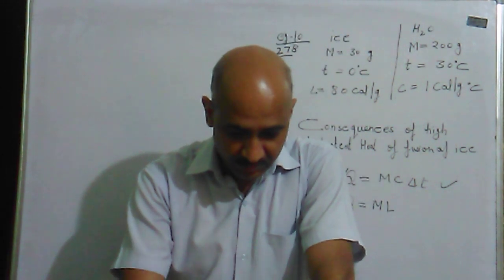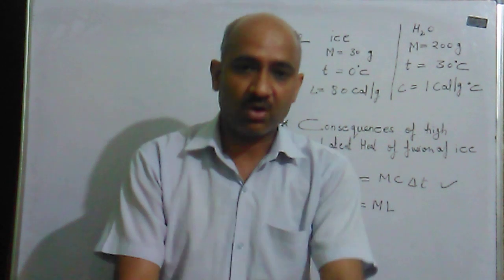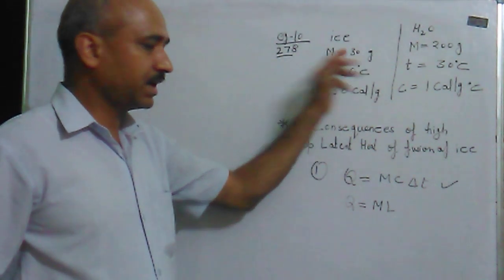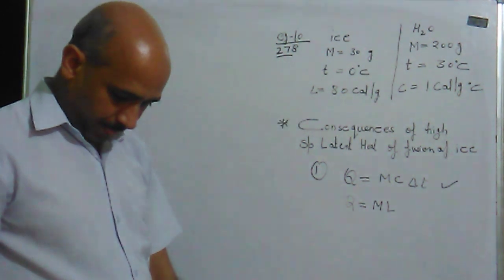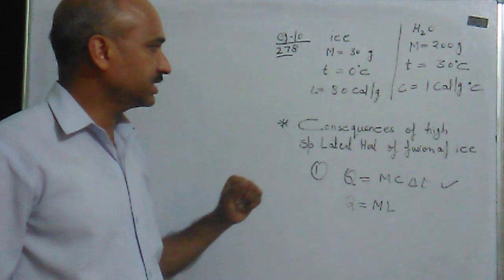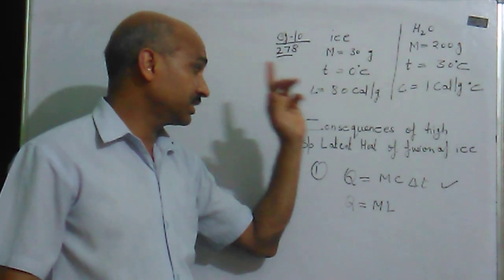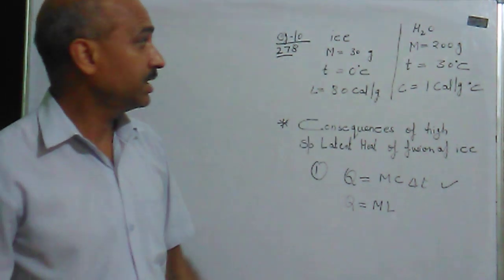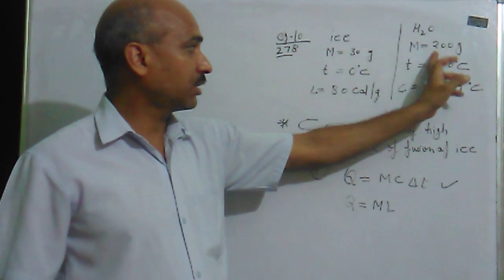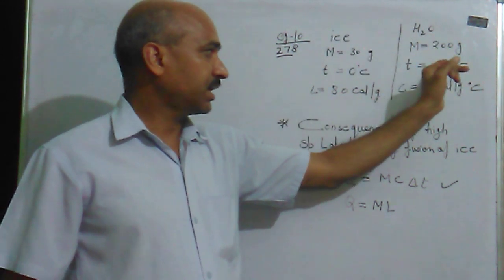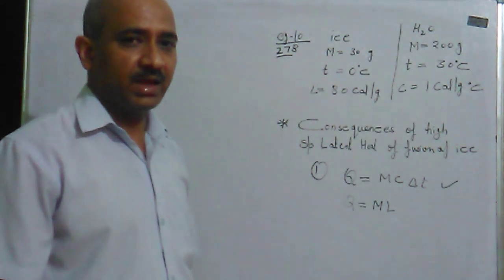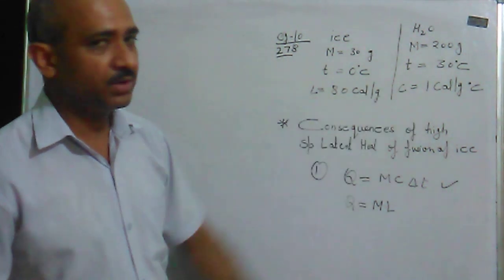In this question he is saying you have a cube of ice of mass 10 grams at 0 degree Celsius. What is its temperature? It is 0 degree Celsius. The specific latent heat is 80 calorie per gram. It is added to water. What is the mass of the water? It is 200 grams. What is the temperature? It is 30 degree Celsius, and the specific heat capacity is 1 calorie per gram.